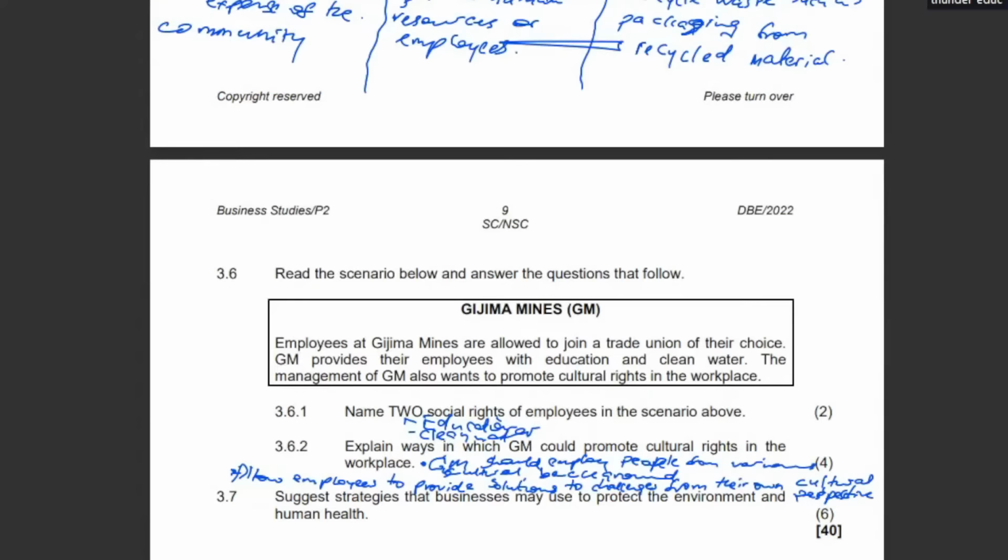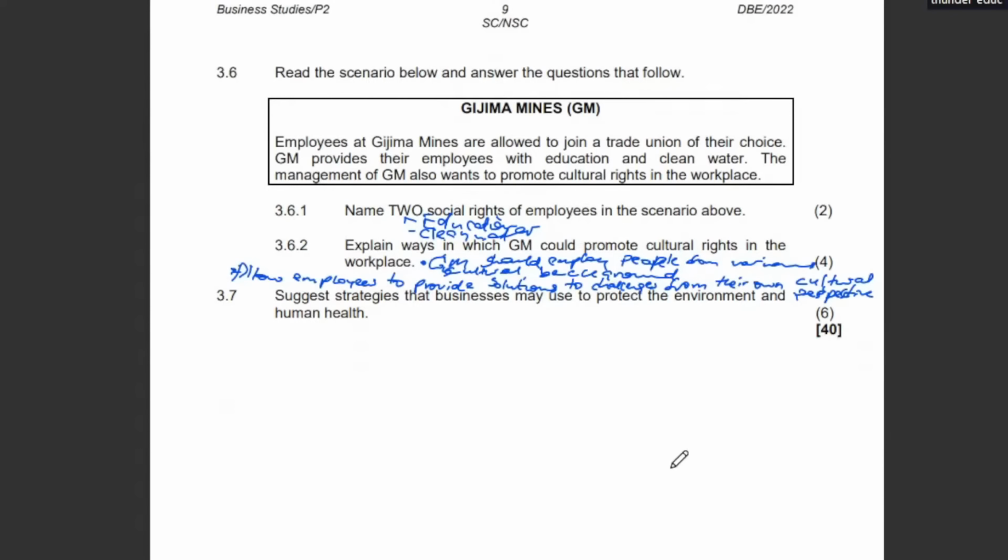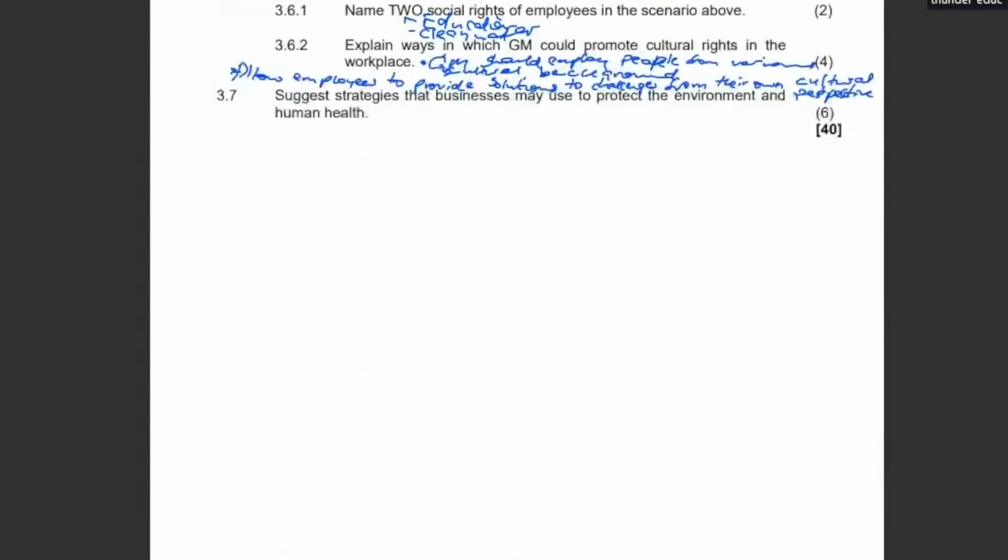Okay, right. Thank you very much. Now let's move on to question 3.7. And this question 3.7 is the last question under question 3. So now let's go through the question. Suggest strategies that businesses may use to protect the environment and human health.